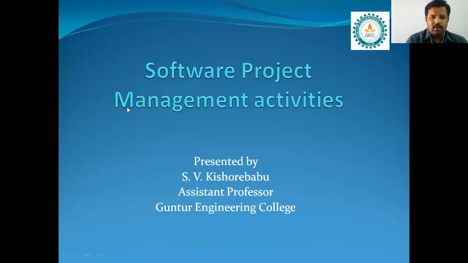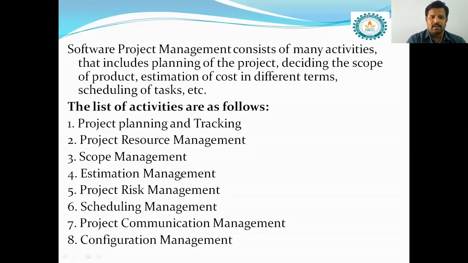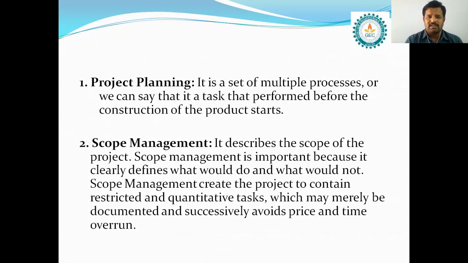The following list of activities are as follows: project planning and tracking, project resource management, scope management, estimation management, project risk management, scheduling management, project communication management, and configuration management. All these are the different activities that are involved in software project management. Then we'll discuss all these things one by one. The first one is project planning.